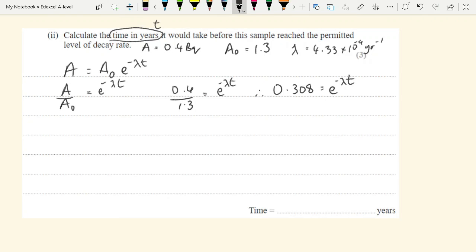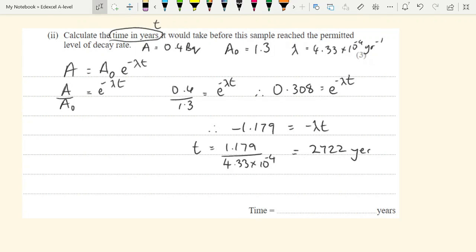If you then take the natural logs of these, you end up with minus 1.179 equals minus lambda t. And of course, our minuses will disappear, and our t is equal to 1.179 divided by our lambda, which we said was 4.33 times 10 to the minus 4 per year. So our t is going to end up being in years, and that is 2,722 years. Remember, this is a byproduct of fertilizer production, and so it is not going to be reaching its safe value of activity for nearly 3,000 years.